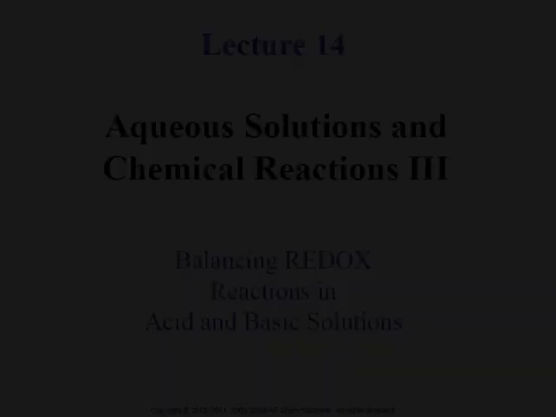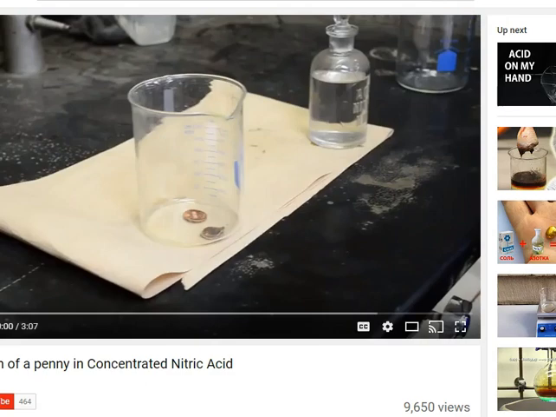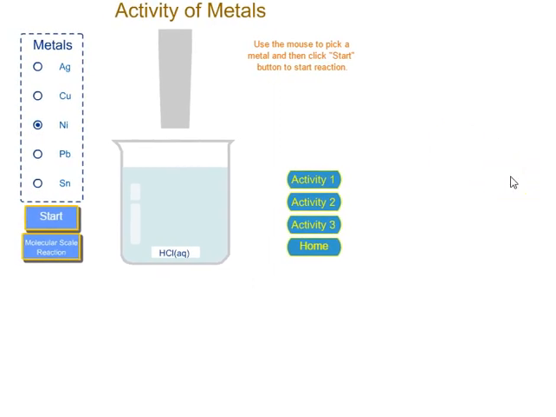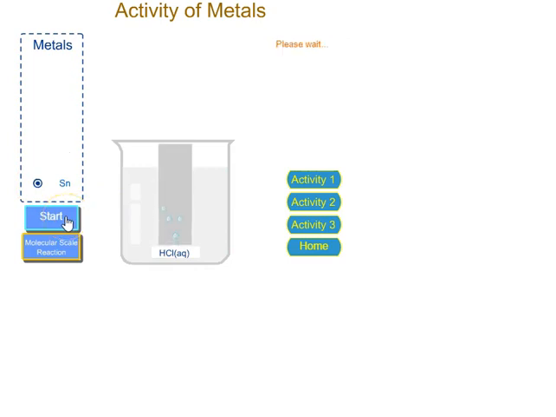Okay, so we're going to switch to looking at a little simulation here where we're viewing the activity of different metals. And what that means when we say activity is really referring to the reactivity. So some metals are very reactive while others aren't. What we're looking at here is placing a metal in acid. So I'm going to start with the metal tin, and we're going to put it down in the acid, and this is hydrochloric acid. And according to the simulation, you can see there are some bubbles coming off there.